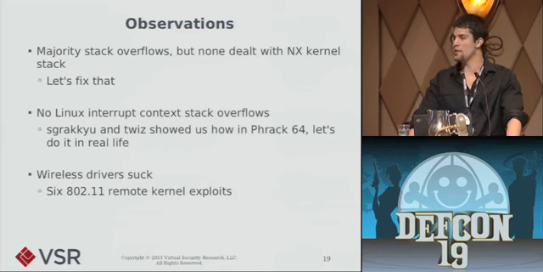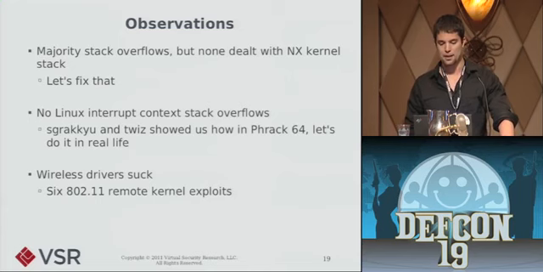Next, neither of the two issues on Linux actually were stack overflows in interrupt context, which is sort of a particularly difficult context to exploit things in because you need to do a bunch of cleanup. Sgrakkyu and Twiz published an article in Phrack 64 called Attacking the Core: Kernel Exploiting Notes or something to that effect. And they sort of described the steps you need to go through to do this, but it was for a vulnerability introduced for the sake of demonstration. And I wanted to provide a real-life example.